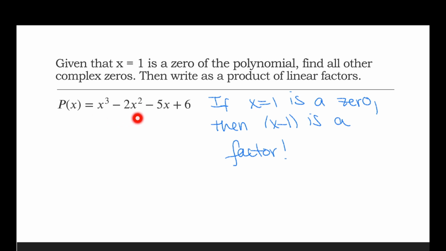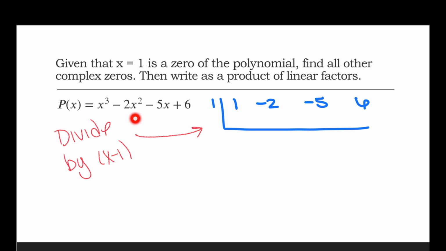I can't factor this polynomial using any of the techniques that we reviewed at the beginning of the semester. I can't factor by grouping. That's not going to work. The numbers just don't work out if we try to factor by grouping. But because we know x minus 1 is one of the factors, we can actually use division. We can take this polynomial and divide it by x minus 1. I'm going to use synthetic division to do that.